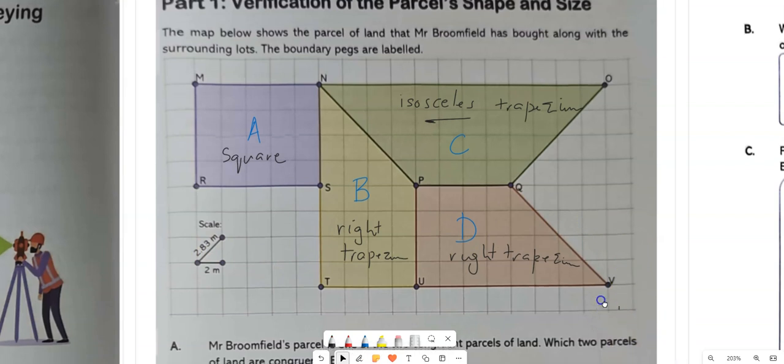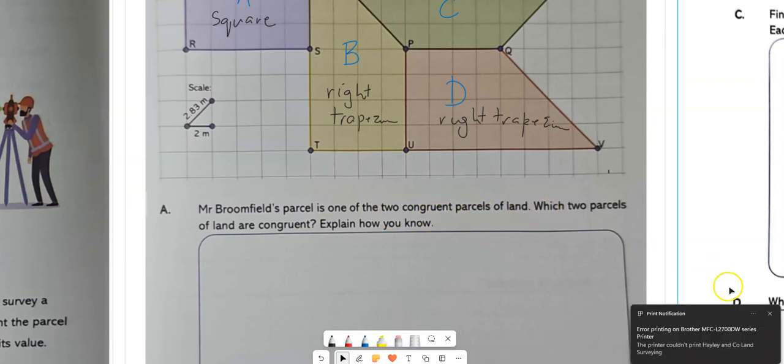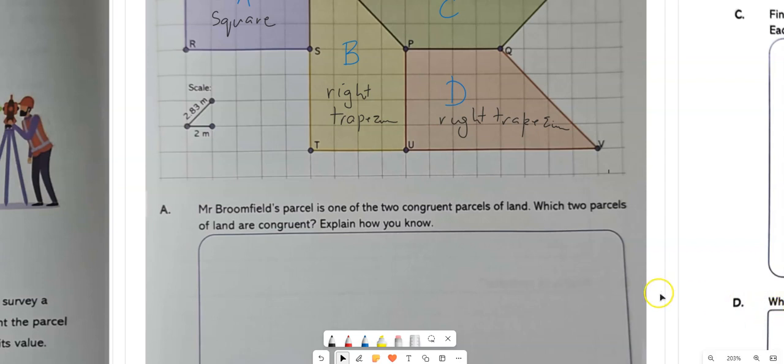Let's look now. Mr. Broomfield's parcel is one of the 2 congruent parcels of land. Which 2 parcels of land are congruent? Explain your answer. So first of all, we need to know what this word here means. This word congruent. What does congruent mean?